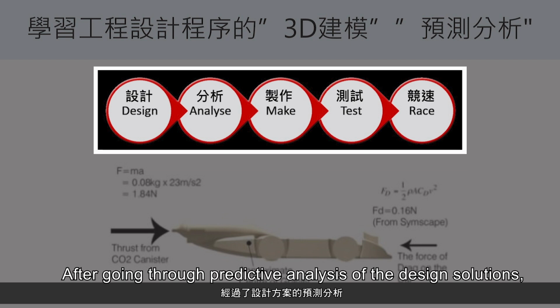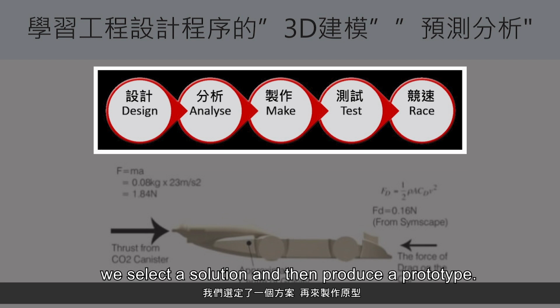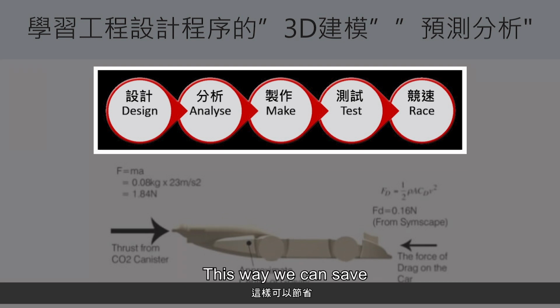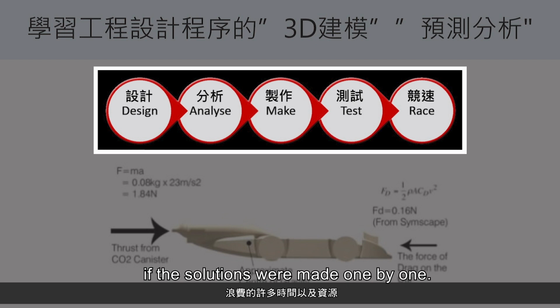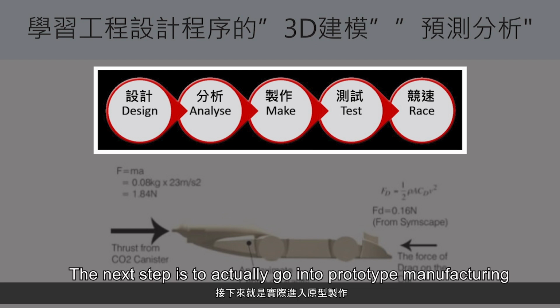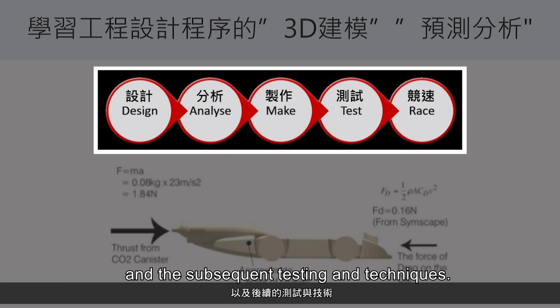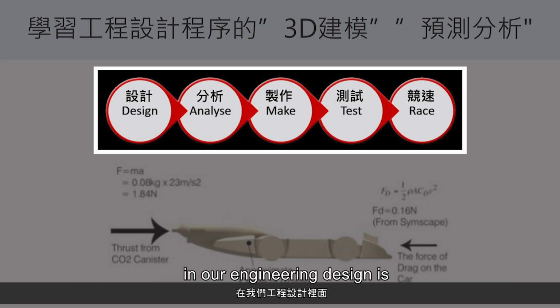After going through predictive analysis of the design solutions, we select a solution and then produce a prototype. This way, we can save a lot of time and resources that would be wasted if the solutions were made one by one. The next step is to actually go into prototype manufacturing and the subsequent testing and techniques. This kind of process in our engineering design is the ability that students need to deepen their learning.